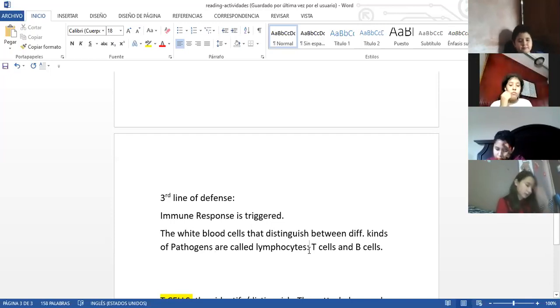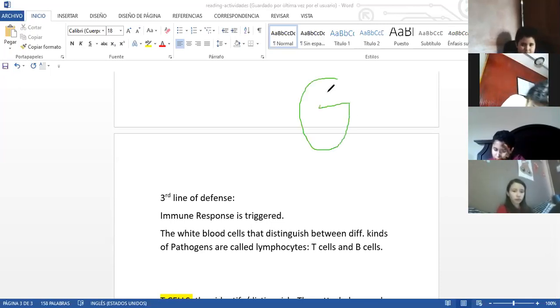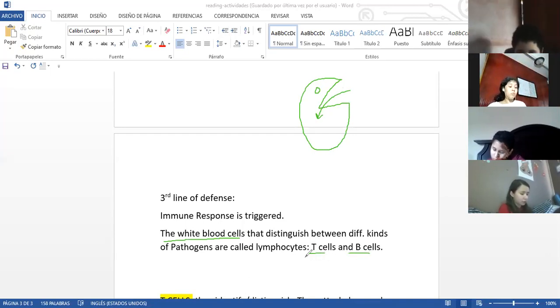Now, if you guys remember, in the second line of defense, we got to know the phagocytes, the ones that destroy the bacteria. So in this one, we're also going to need them to eat the bacteria or the virus. However, we still need the help of two types of white blood cells. And those two types of white blood cells are T cells and B cells, called lymphocytes.